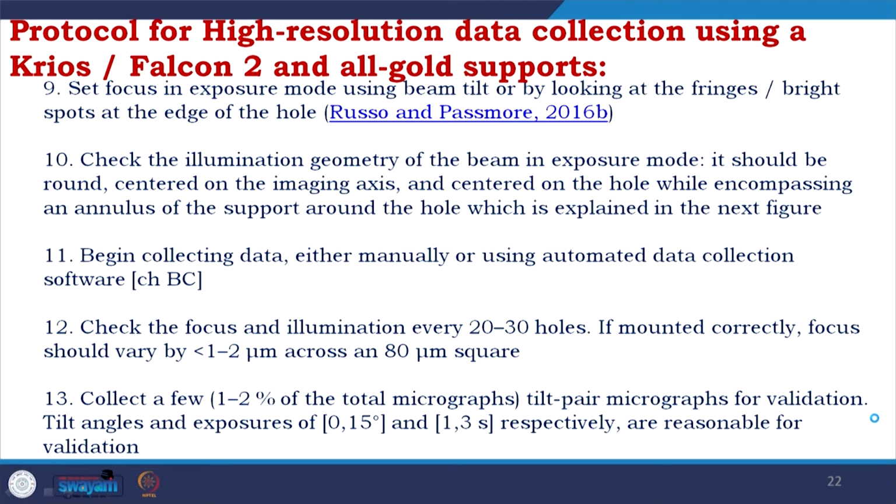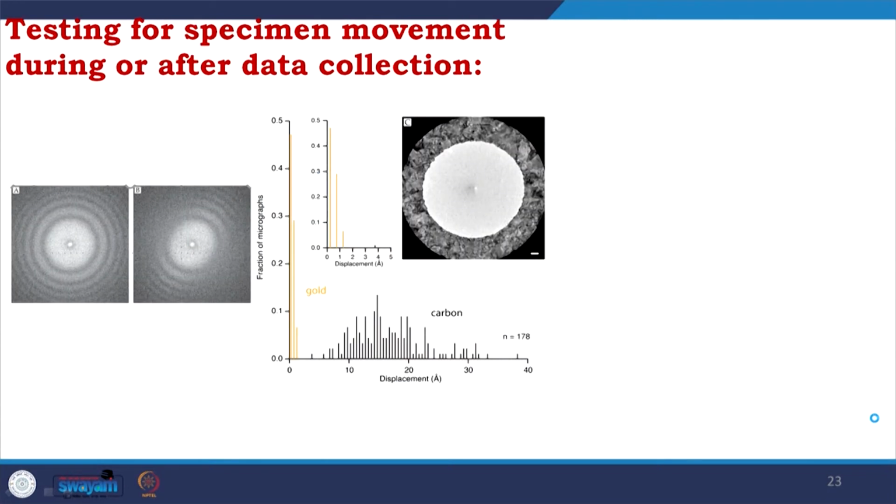Collect a few, 1 to 2% of the total micrographs, as tilt pair micrographs for validation. Tilt angles and exposures of 0, 15 degrees and 1 to 3 seconds respectively are generally reasonable for validation. So, we talked about the focusing. So, it is testing for specimen movement during or after data collection.